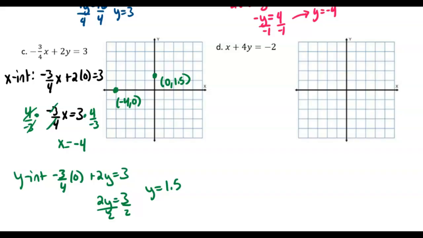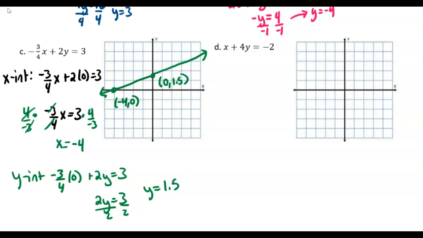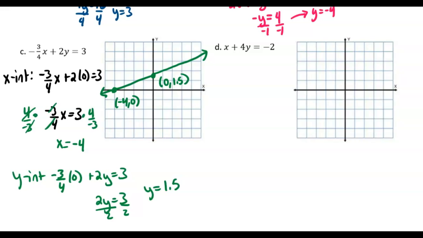And whoops, getting way too straight there. Extend your line across the graph and use a straight edge so that it stays at the right slope. Okay, and that's how we do x and y intercepts.